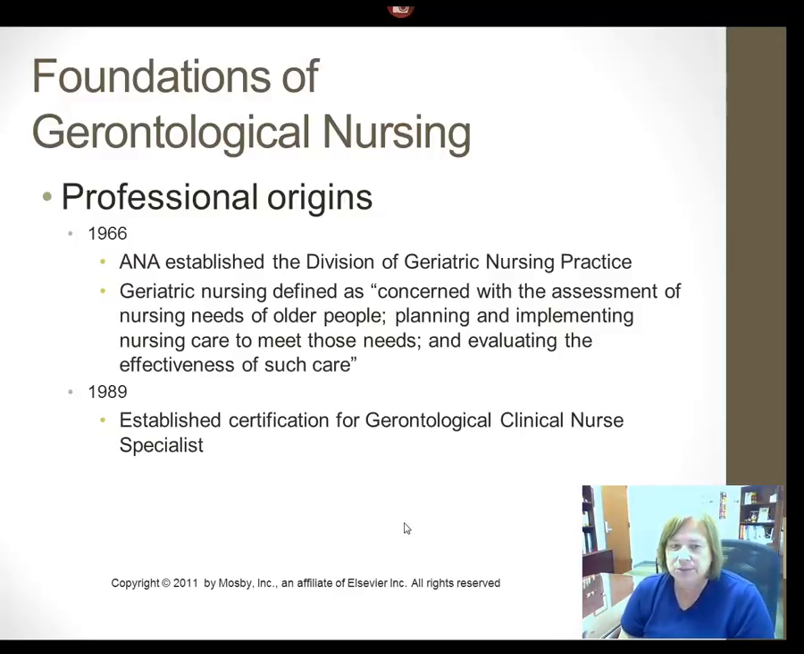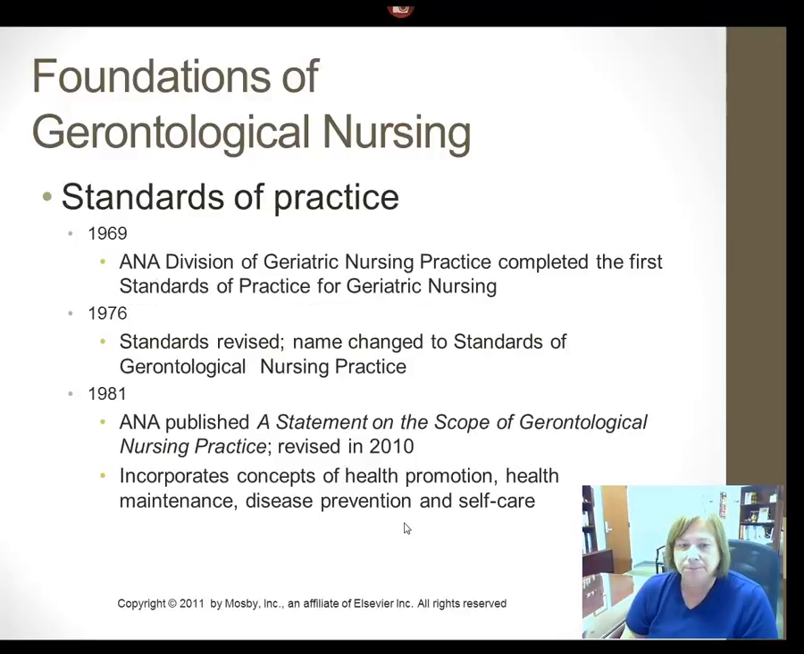In 1989, a certification was established by the American Nurses Association for a gerontological clinical nurse specialist. This was another step in the right direction to have gerontological nursing as a special area within nursing.